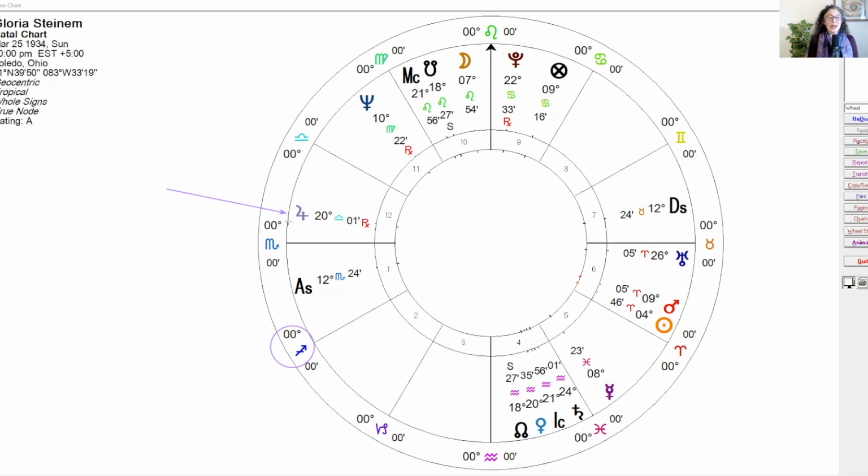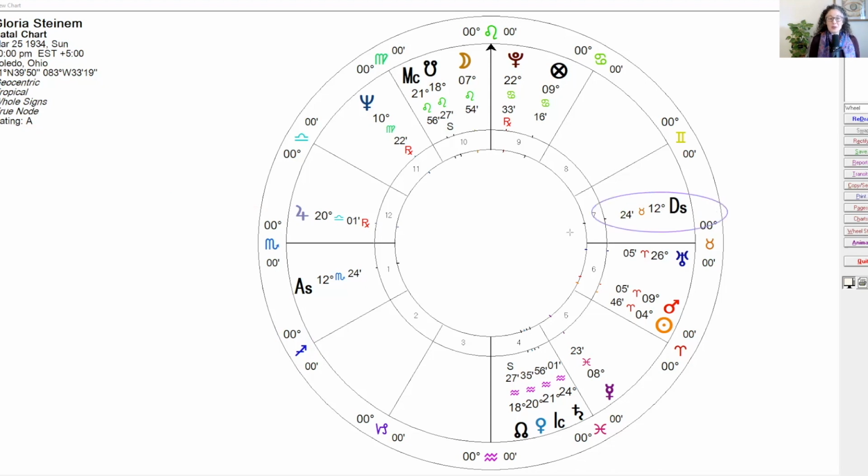I go more into how to interpret the meaning and the potential, the possible pitfalls, and also the passions that each planet might hold for you. But if we were talking about what is the planet of money for Gloria Steinem, it's Jupiter, because Jupiter rules the sign on the second house cusp.